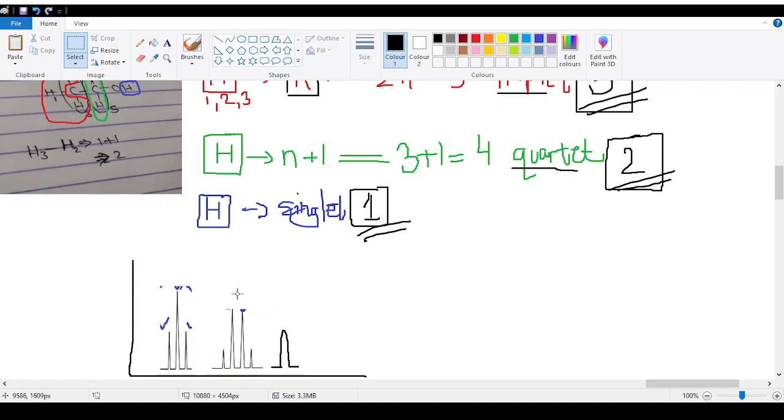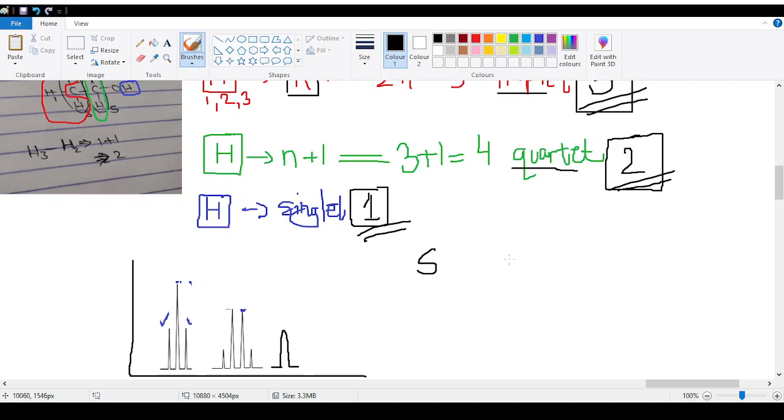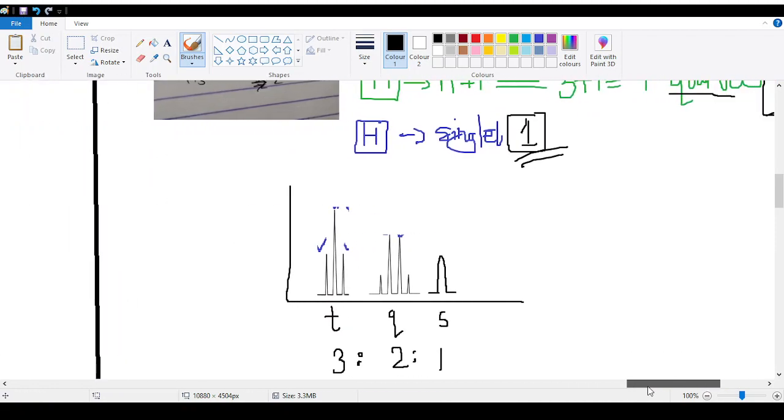The quartet has to be double the singlet. Do you agree or not? Yes, I agree. Why? Because it's like two. So singlet is to quartet, or let me just do it in the ratio. This is triplet, this is quartet, and this is singlet. Triplet was 3 is to 2 is to 1. That will be the ratio in which the size of the area of the peaks are. Is that fine? Okay.